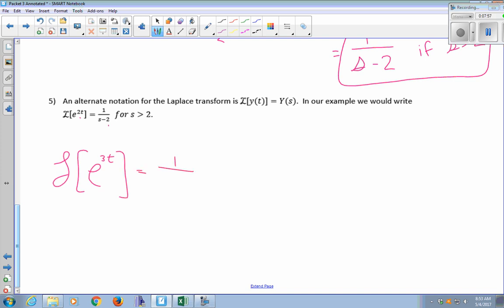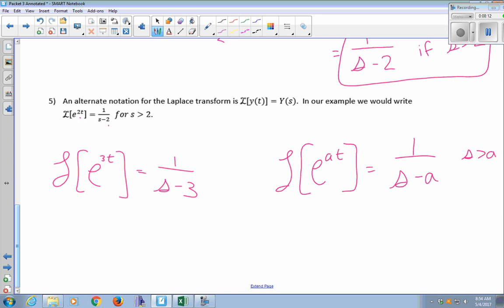For s greater than 3, yeah. And then the Laplace transform of e to the at, 1 over s minus a, s greater than a, yep. So these are just conjectures at this point.